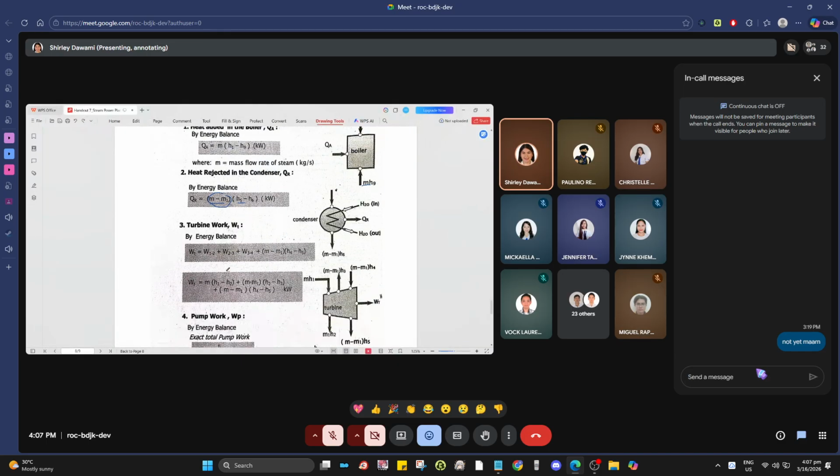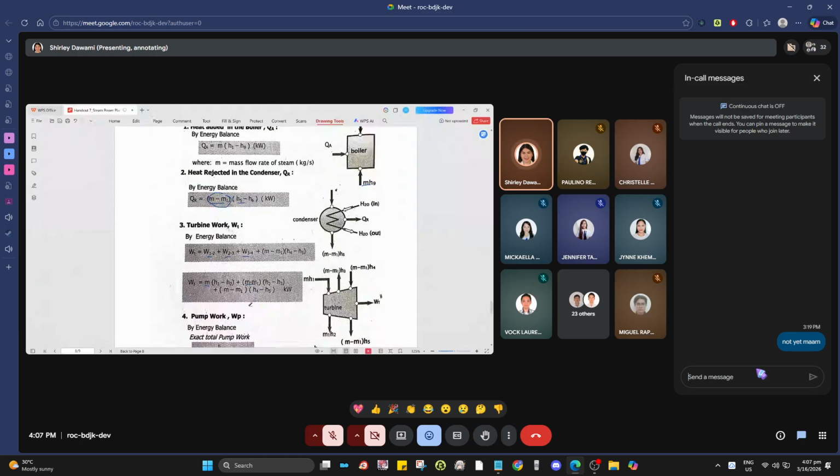Then, for turbine work, how many are there in total? 1, 2, 3. Okay. So it's three turbine works, because there is the partial expansion, intermediate expansion, and the complete expansion. For the first expansion or partial expansion, that is M times H1 minus H2.